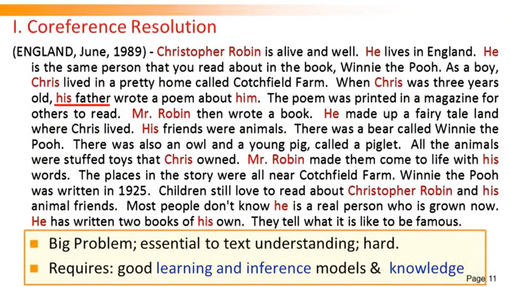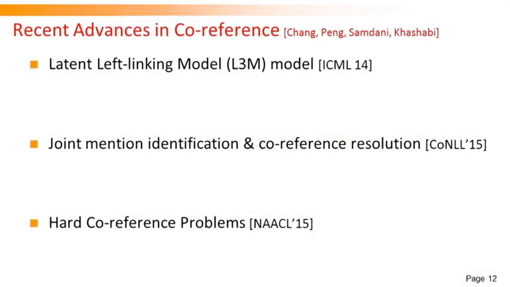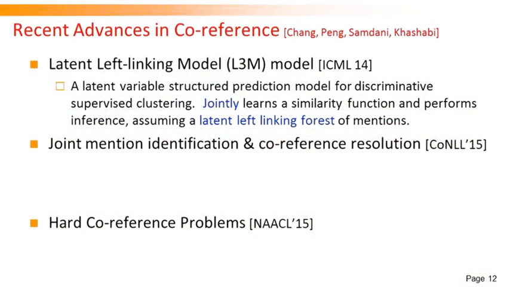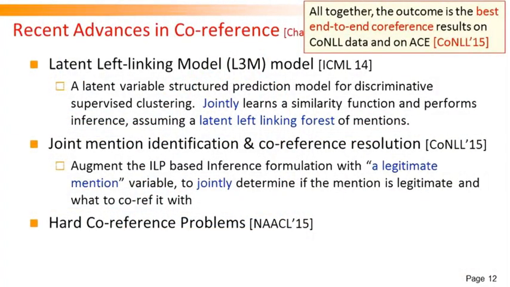But more importantly, there's a lot of pronouns here. It's a big problem. It's essential for us to understand how to resolve each one of the pronouns in order to understand the text. And it's a problem that requires learning and inference models and a lot of knowledge. Over the last few years, there's been a lot of advances in coreference resolution. I mentioned here a few of my students that worked on it over the last few years and made a lot of progress. I'm not going to talk about the system that we now have. It's a really nice system in terms of performance. I want to focus on what I call the hard coreference problem, and specifically the pronoun resolution problem.